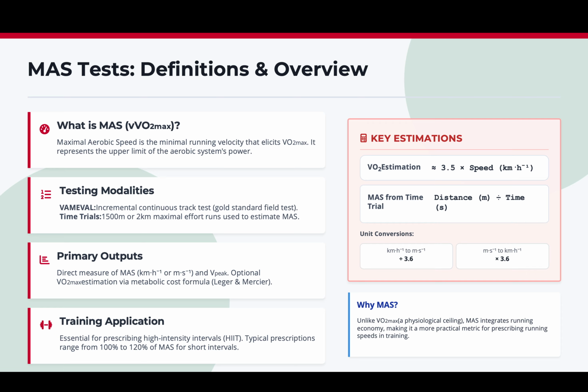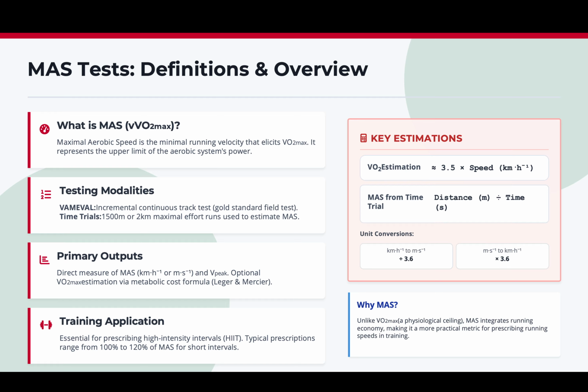The primary outputs are the direct measure of the MAS and peak velocity. Optional VO2 max estimation via a metabolic cost formula, the Leger and Mercier, and training application is essential for prescribing high-intensity interval training. The typical prescription ranges from 100 to 120% of the MAS for short intervals.